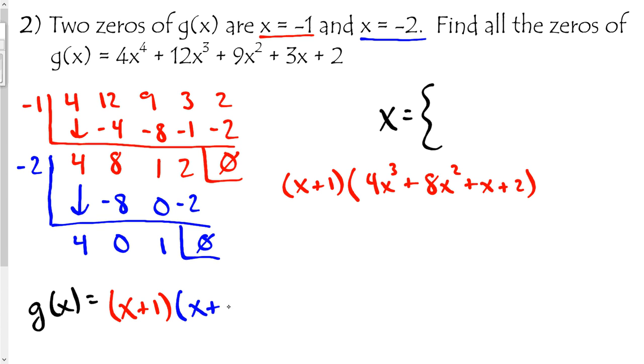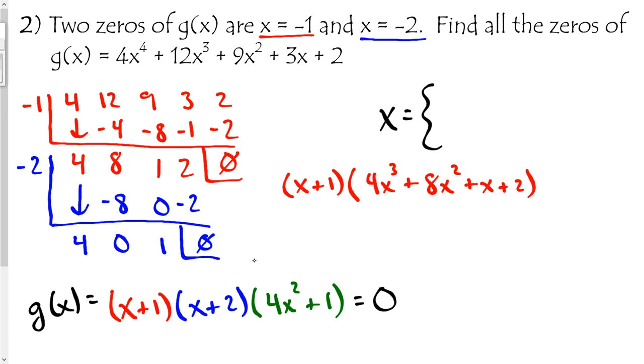x plus 2, which is another factor that came from our other given zero. And the other piece that's here is just 4x squared plus 1. Okay? So this g of x quartic polynomial function has been factored into a linear function times a linear function times a quadratic function. And if we want to find all the zeros, what do we do to those? We set it equal to 0.